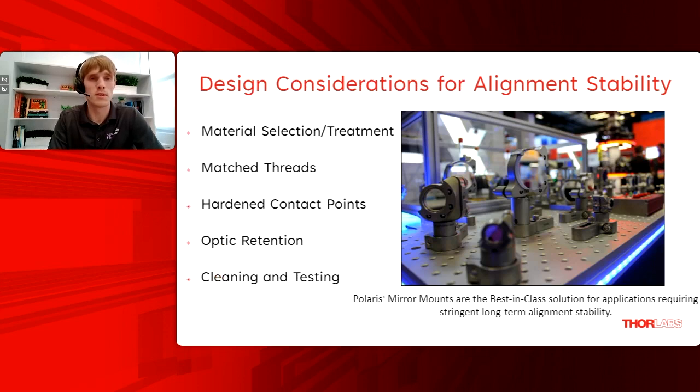So in finding that solution, some design considerations to take into account for alignment stability include material selection or treatment, matched threads, hardened contact points where you get the most movement, the way you're holding your optic, or optic retention, and cleaning and testing of each and every mount. As shown in the picture, the Polaris mirror mounts from Thorlabs are going to be the best-in-class solution for applications that require stringent long-term alignment stability. These key factors were considered when we designed our Polaris mounts. Let's take a deeper dive into those design considerations now.